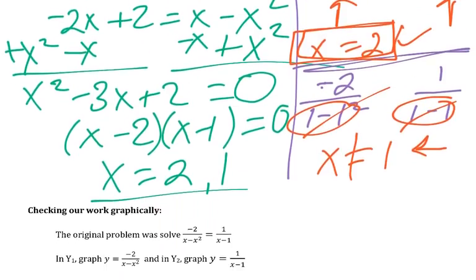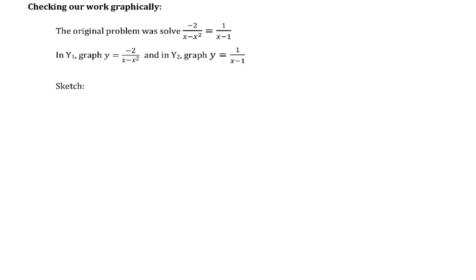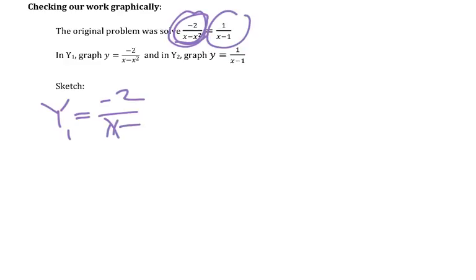All right, now it's possible to check our work graphically, so you should grab a graphing calculator at this point. And the way we solve this, or check it on our calculator, is to treat each side of the equation like a separate equation. So in y1, I'm going to put this left-hand side. So I put y1 equals negative 2 over x minus x squared.